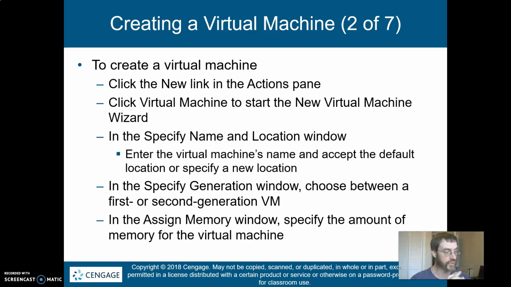So you're going to create a new VM. That'll start the New Virtual Machine Wizard. On server, there is no quick create option. You'll do everything the long way around. You'll specify a name and location. You'll specify a generation, either first or second, and we'll get to that difference in just a minute. In the Assign Memory window, you're going to tell it how much memory you need. Think about the needs of that system.